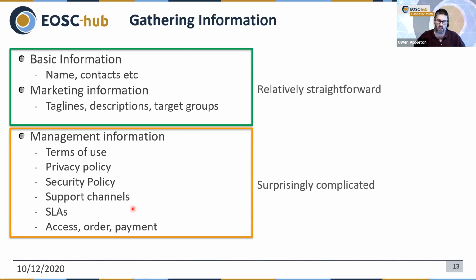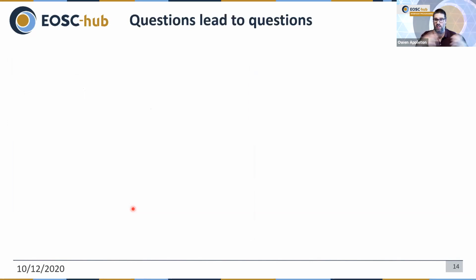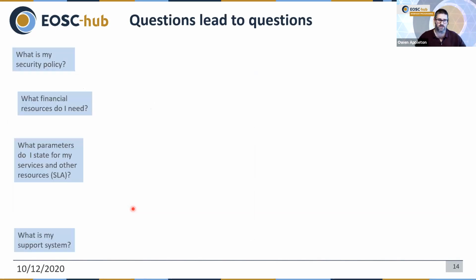And while this is okay in a project where you have a long time to engage with your users' communities, if we're working through a sort of marketplace model, something closer to this in EOSC, this stuff is all going to have to be a lot clearer. And to try and explain why we end up with these problems, my feeling is that we start asking questions and then they just lead on to other questions. So I'll try and give you some examples.